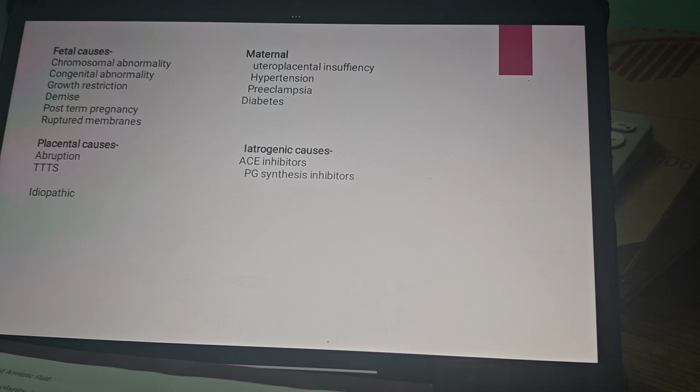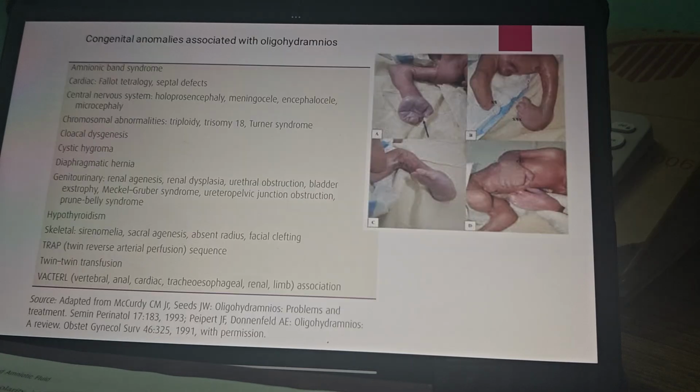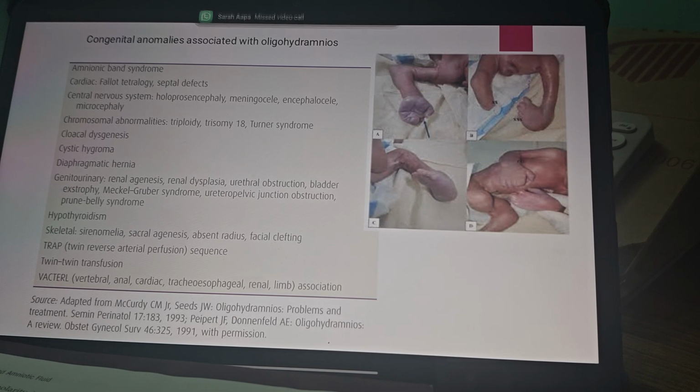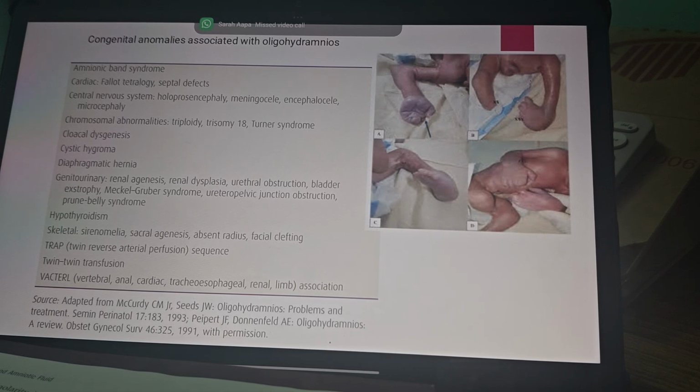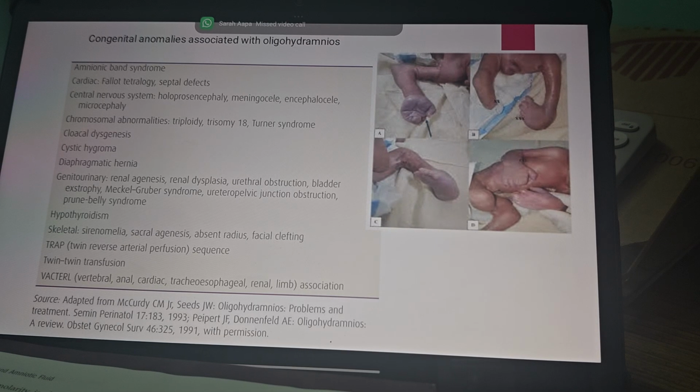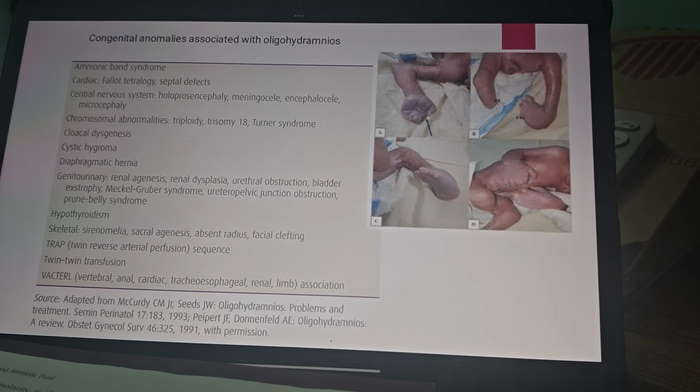Now, placental causes: abruption, twin-to-twin transfusion syndromes, and certain idiopathic causes also. Iatrogenic causes include drugs like ACE inhibitors and prostaglandin synthesis inhibitors. So these are the causes of oligohydramnios. Now, what are the congenital anomalies associated with oligohydramnios? Congenital anomalies include amniotic band syndrome.